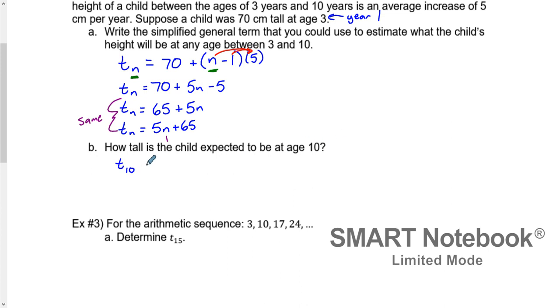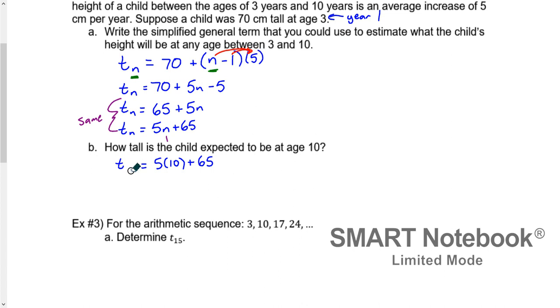Age 10, well, you'd think we would be putting 10 in for n. 5 times 10 plus 65. No, that's not the case. Because year 1 is the age of 3. So we need to find out what year is the age of 10. Well, age 3 is 1. 4 would be year 2. 5 would be 3. 6 would be 4. 7 would be 5. 8 would be 6. The age of 9 would be 7. The age of 10 would be 8.